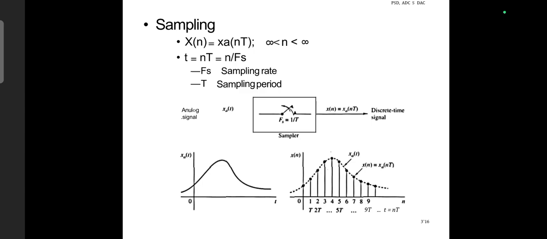The sampling rate is represented by Fs and the sampling period is represented by T. So the relationship between them is Fs equal to 1 by T. So if the sampling period decreases, the sampling rate increases. Similarly, if the sampling period increases, the sampling rate decreases.